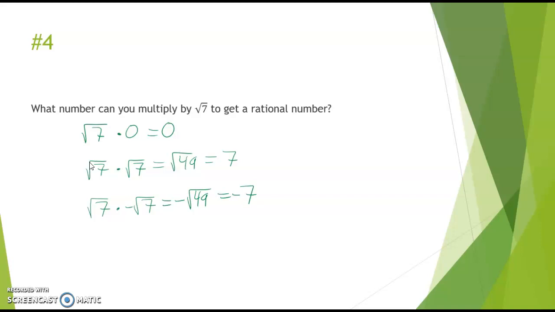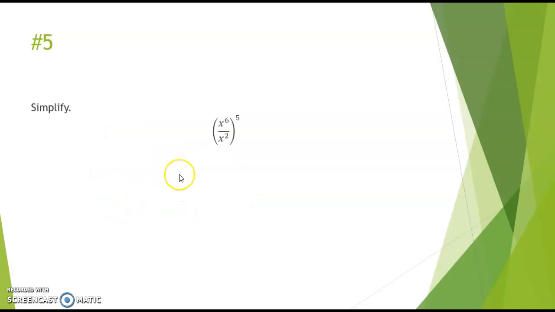So my answers are going to be this 0 right here, because anything times 0 is 0. If I times the radical by itself, and if I times the radical by the negative of itself, so like negative square root of 7, all of these will give me a rational number.